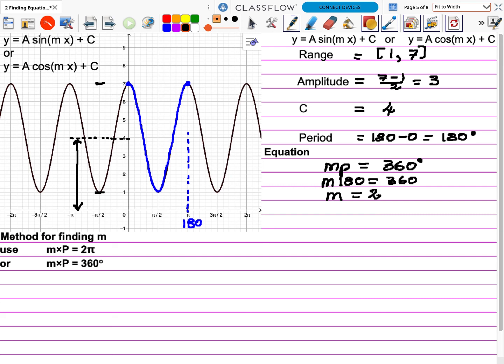We've already identified the fact that the middle line is here and that the curve is not starting from the point where those two lines meet. It's starting at the top and coming down. So we know it's a cos function. So the general form is a cos mx plus c. So we know that y is equal to the amplitude, which is 3, cos m is equal to 2 on x, and c is equal to 4, so we've got plus 4.